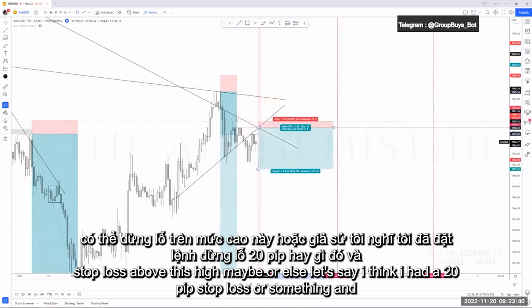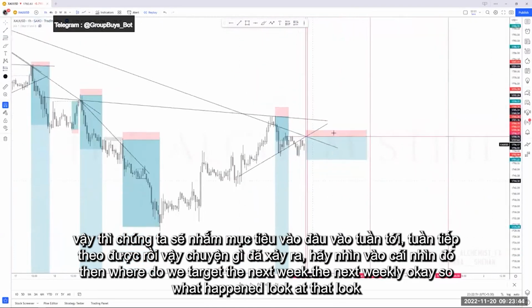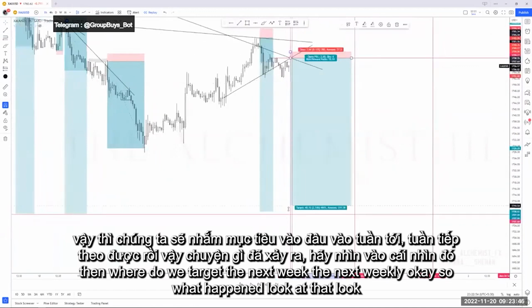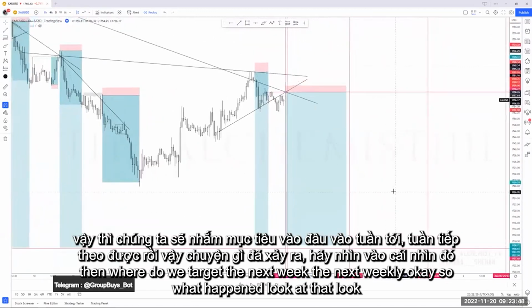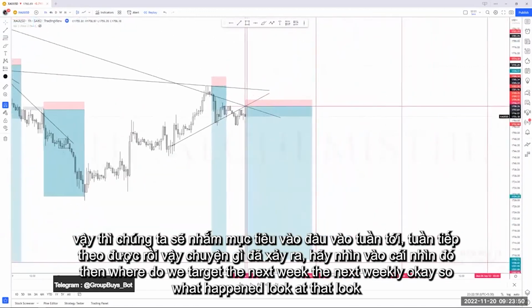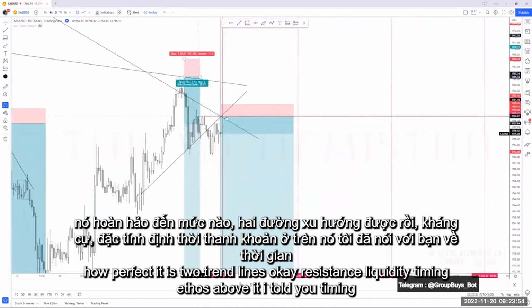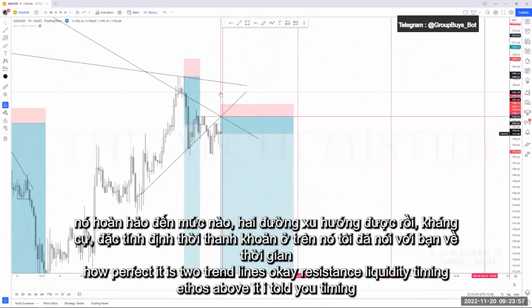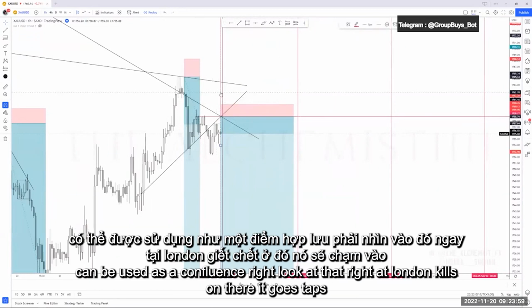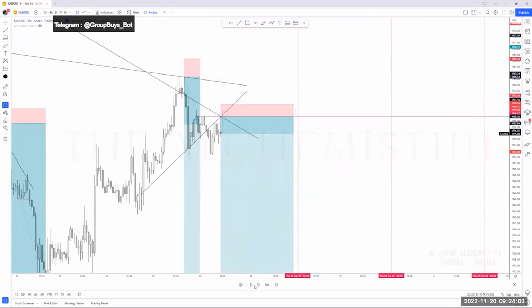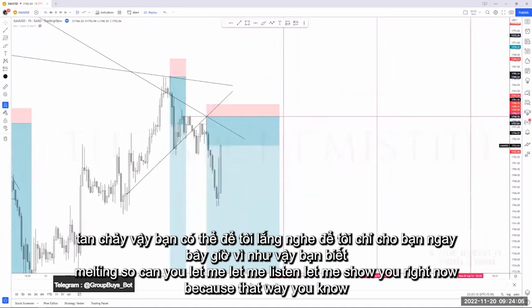Stop loss above this high maybe, or let's say I think I had a 20 pip stop loss or something. And then where do we target? The next weekly. The next weekly. Okay, so what happened? Look how perfect it is. Two trend lines, resistance, liquidity. Timing is also perfect. I told you timing can be used as a confluence, right? Look at that. Right at London kill zone. There it goes. Taps. Melting.